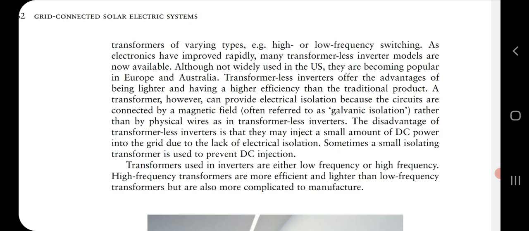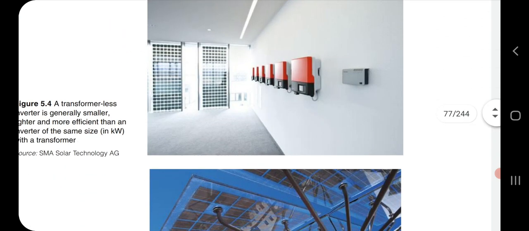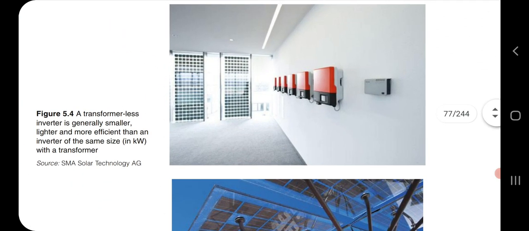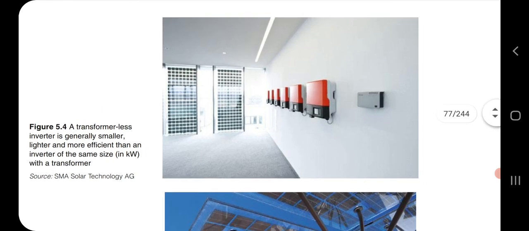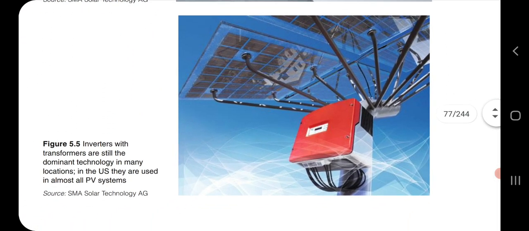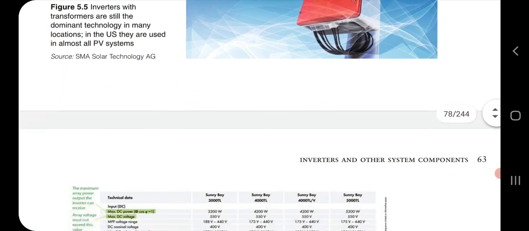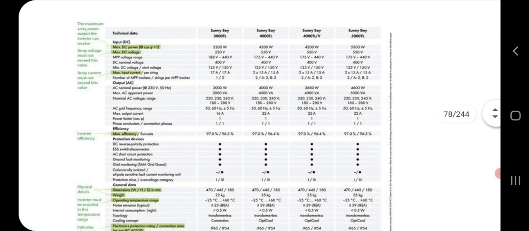But if it is a transformer-less inverter, the problem is that a small amount of DC power is transferred to the grid. You can see this is a transformer-less inverter in general. Okay, this is the first point. This is an inverter with a transformer, which is used in many locations, and these are the various data provided to procure inverters.